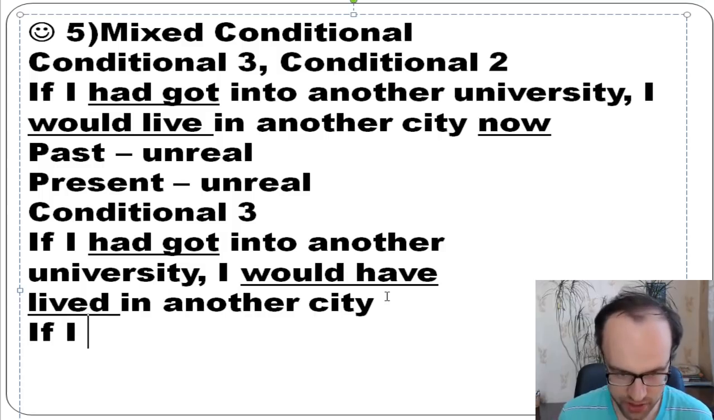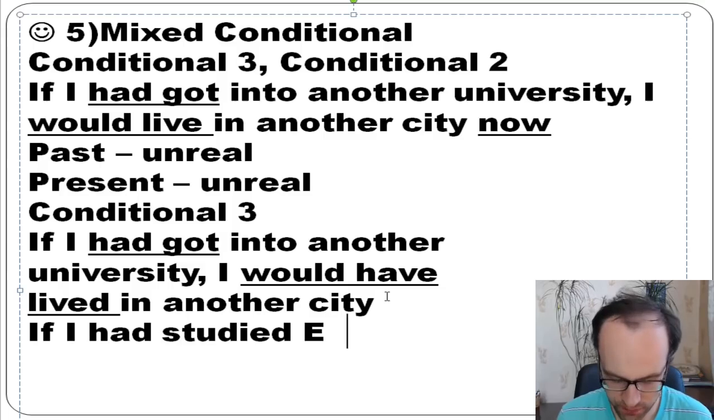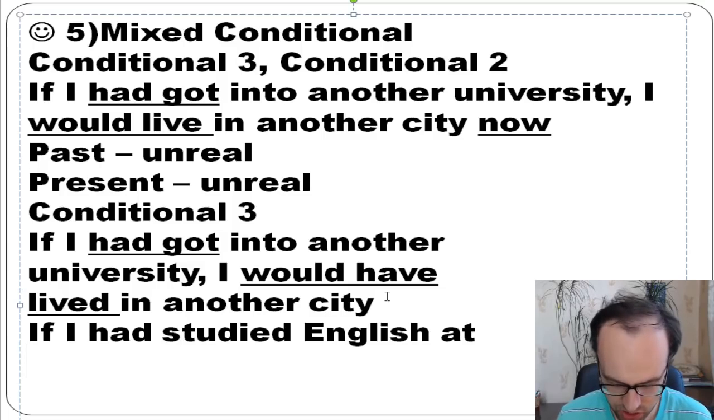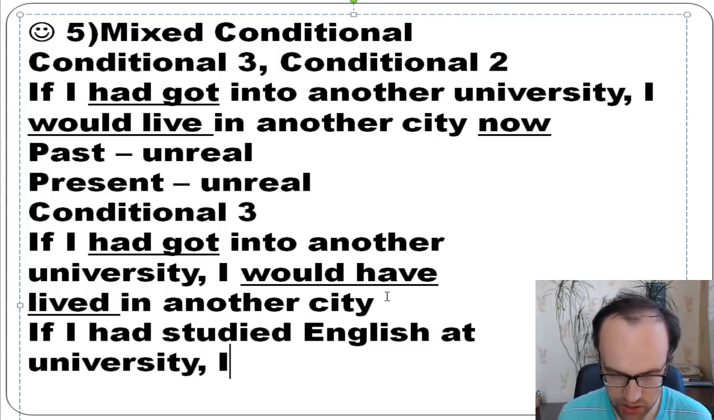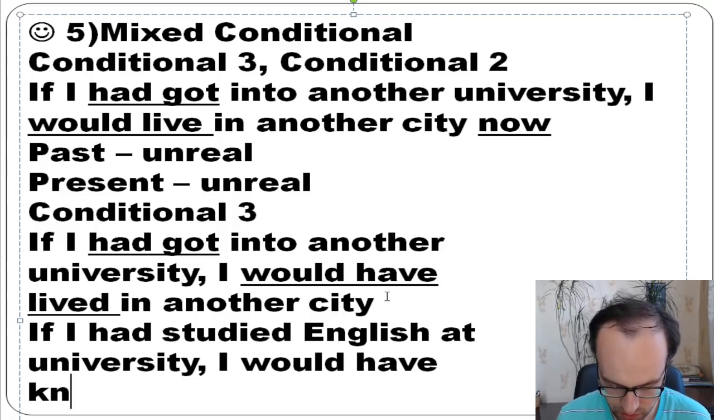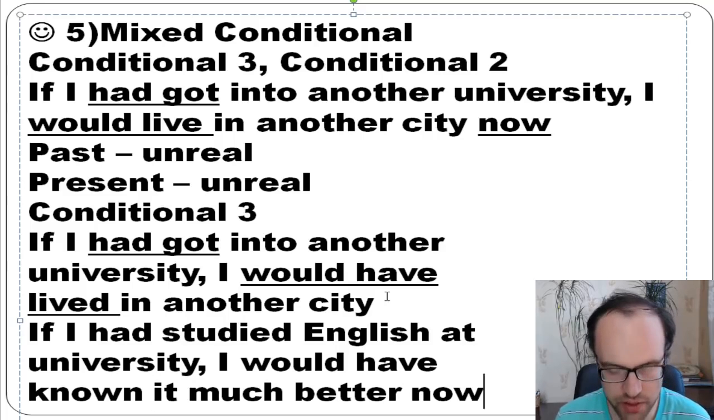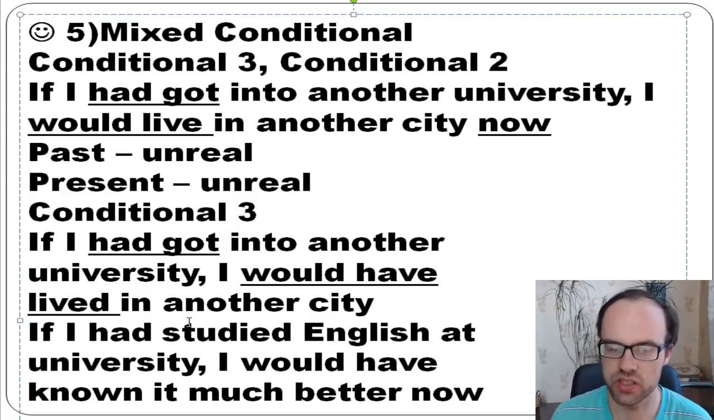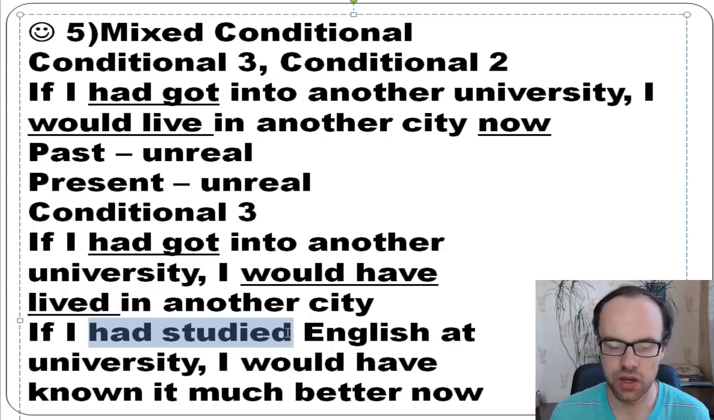Okay, so if I had studied English at university, I would have known it much better now. Okay, I would have known it much better now. And they try to use the second conditional. Okay, so yeah, that's right. So if I had studied English at university, it means they talk about the past and unreal about the past.